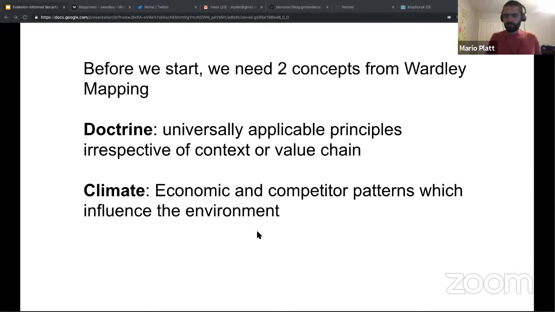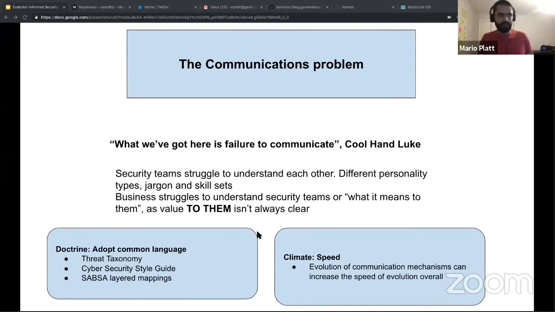One of them is doctrine. These are the universally applicable principles that are irrespective of context or the value chain. So whatever you're doing, these are principles that are valid and you should be acting on. The other concept is climate, the economic and competitive patterns which influence your environment. Those are the 2 concepts that you need to understand in order to understand the rest of the talk.